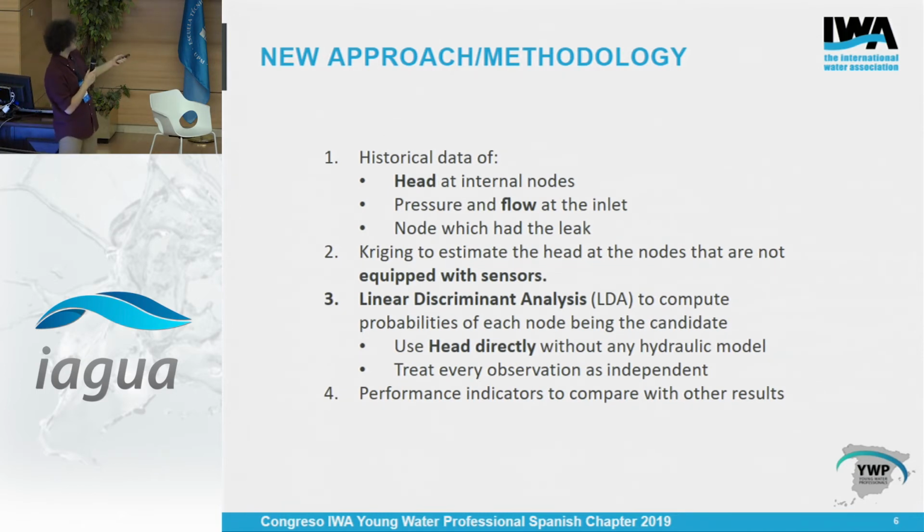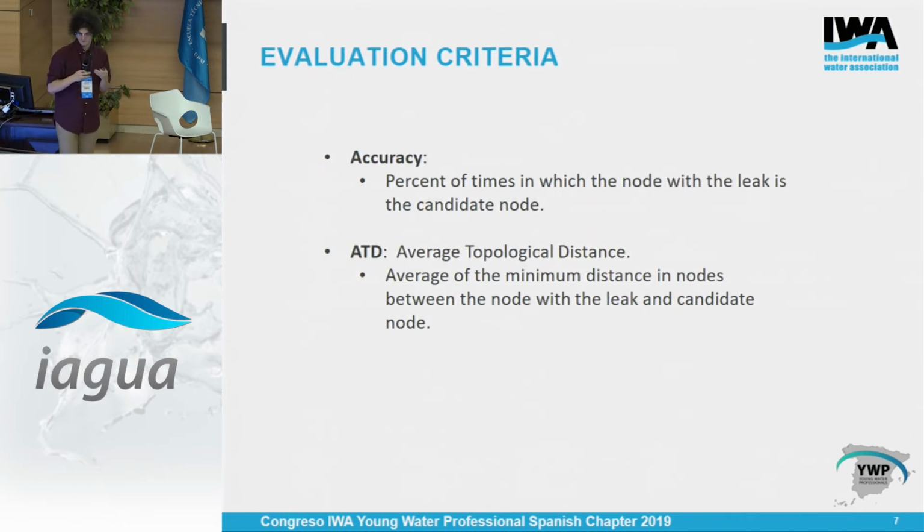And finally, to evaluate against the other state of the art, we used 2 evaluation criteria: accuracy, which is the one you all know and love, and ATD, which is the minimum distance between our candidate node and where the true leak is.